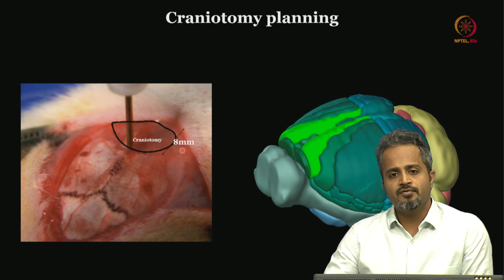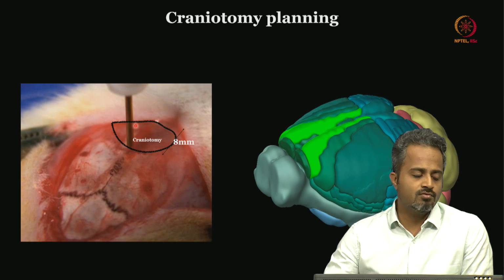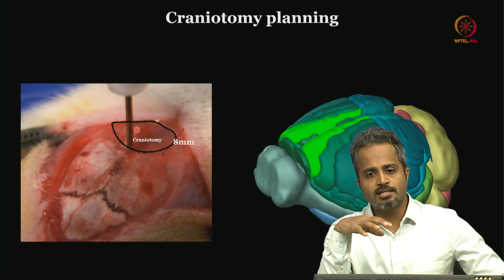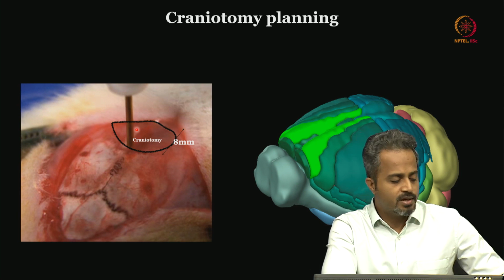Or if your study requires a bilateral approach, like in this case where we had to expose both sides of the skull, we had planned to do the craniotomy which is called a bifrontal craniotomy. The frontal bone anterior to the coronal suture on both sides was planned to be removed. That sort of idea, the exposure and the craniotomy plan, has to be ready before you begin the procedure.